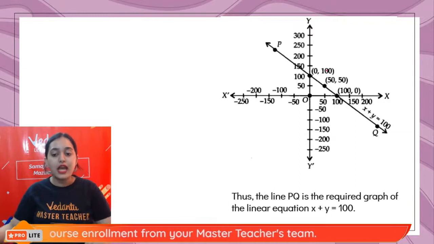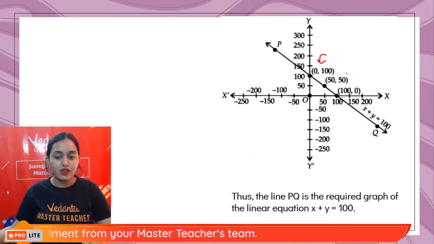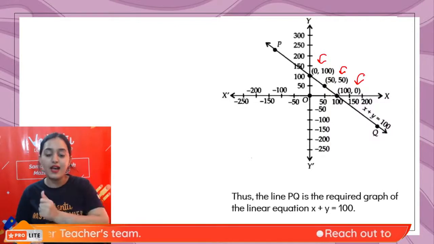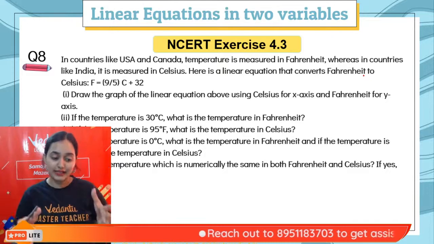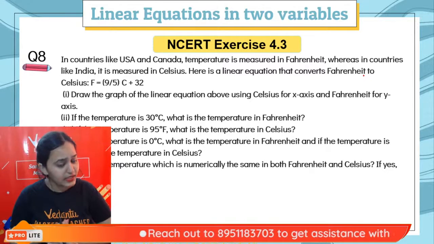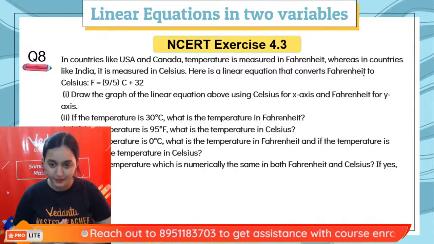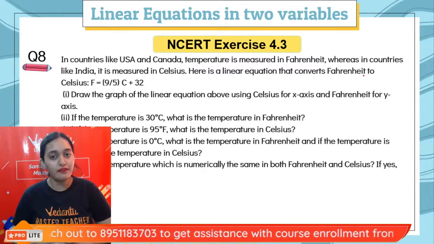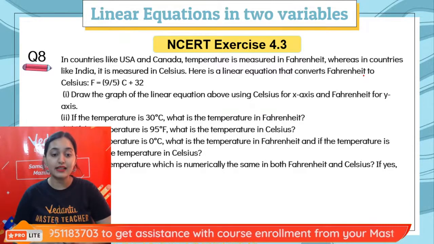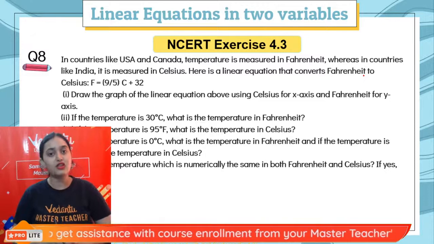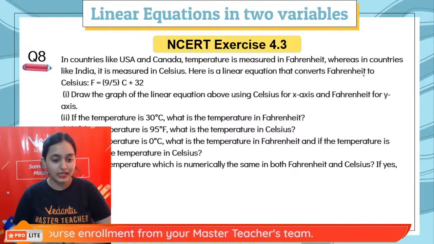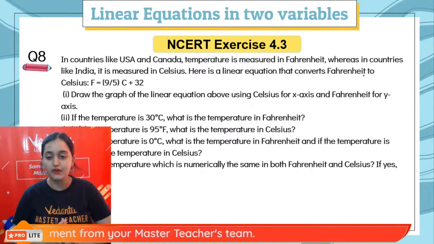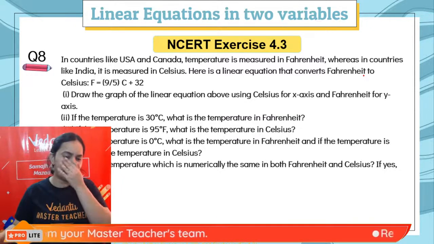Absolutely your wish. And then you can plot the points like this: 0, 100, 50, 50, 100, 0, and you are done. All right. And the last question of this exercise is, in countries like USA and Canada, temperature is measured in Fahrenheit, whereas in countries like India, it is measured in Celsius. Here is a linear equation that converts Fahrenheit to Celsius. Draw the graph of the linear equation above using Celsius for x-axis and Fahrenheit for y-axis.